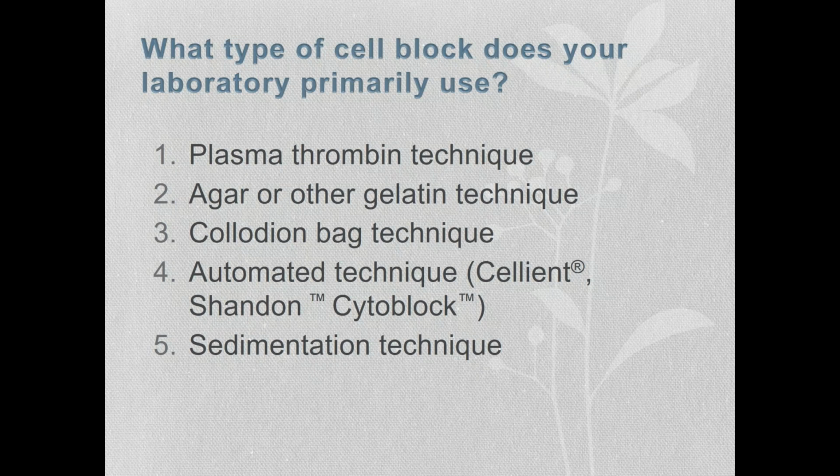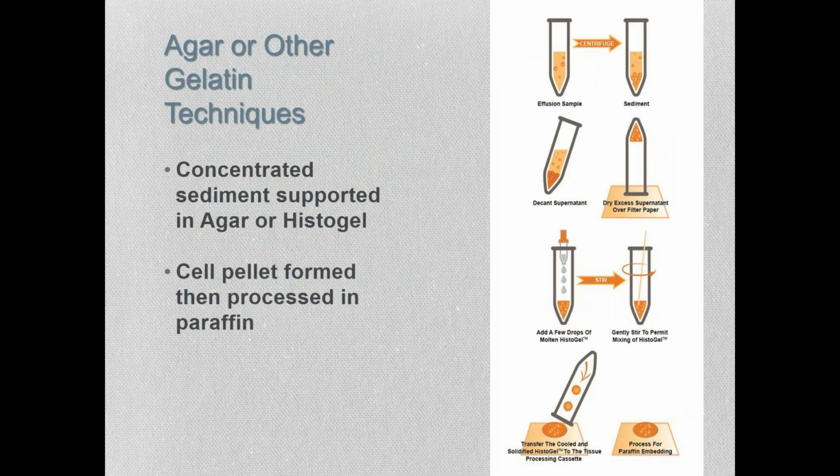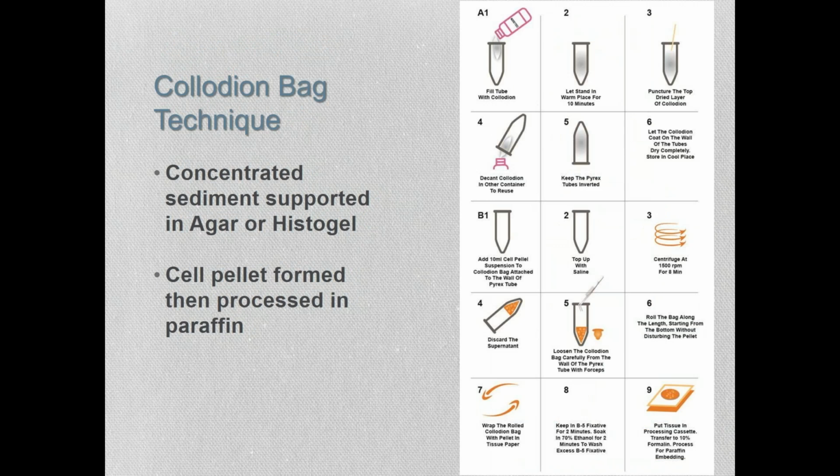So we're just going to go through a few of the techniques. Many of the cell block techniques are similar, and most involve centrifugation. The plasma thrombin allows cell material to clot. The agar and gelatin is similar. It supports a concentrated sediment prior to tissue processing and embedding. The colloidal bag technique additionally uses agar or Histogel to support sediment prior to processing in paraffin.